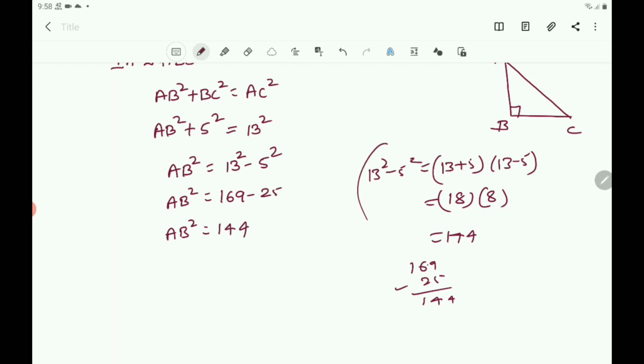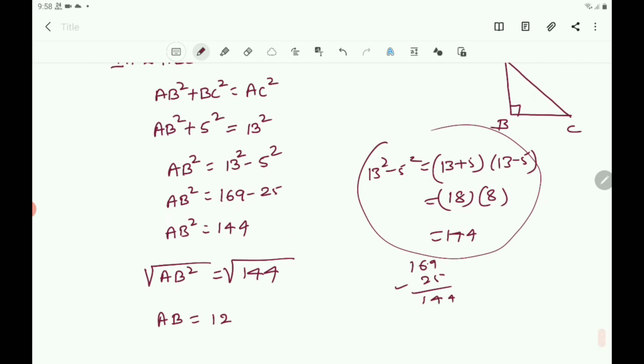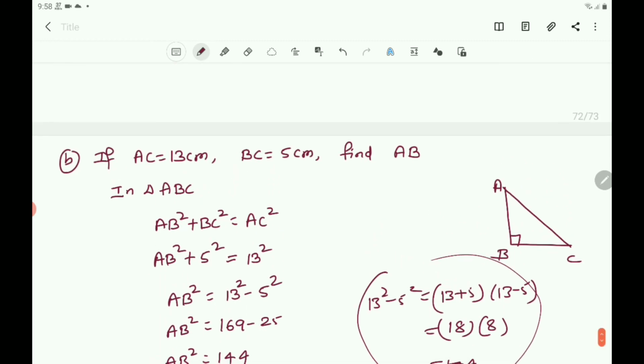144. Otherwise you can do it this way. Then you take the root on both sides. Square root of AB square equals square root of 144. Then the square root of AB square is AB. Square root of 144 is 12. So you got the value of AB is 12 here.